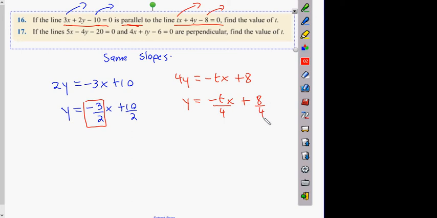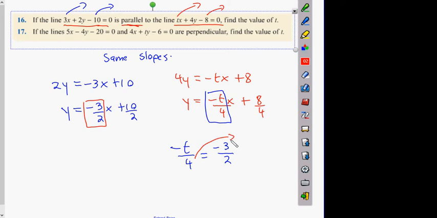Now guys, what we're comparing here is we're told that both slopes are identical, right? So this will mean that minus t over 4 is the same thing as minus 3 over 2. Now here's what we need to do. We need to find out what t is. So we move the 4 to the top.